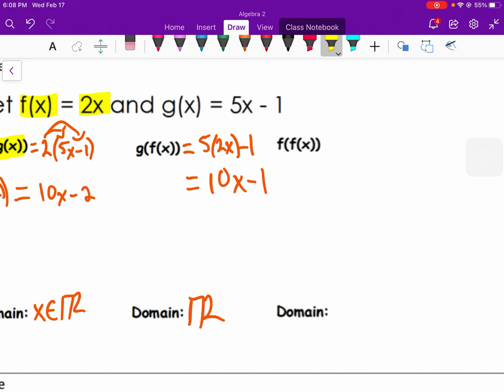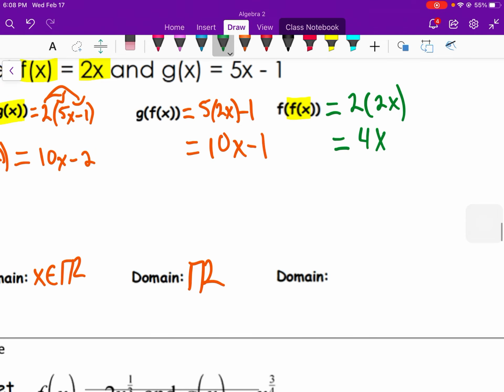And we need to plug in f of x for our x value. So when we plug that in, that becomes 2 times 2x, because we plugged in 2x in for x. So then we can simplify that, and that just simplifies to 4x when we multiply that. And again, our domain is all real numbers.